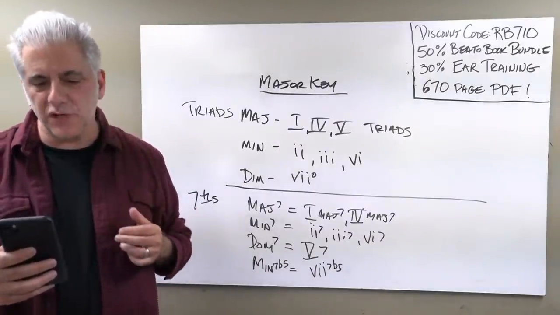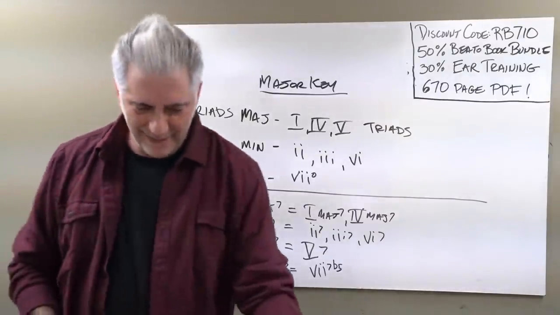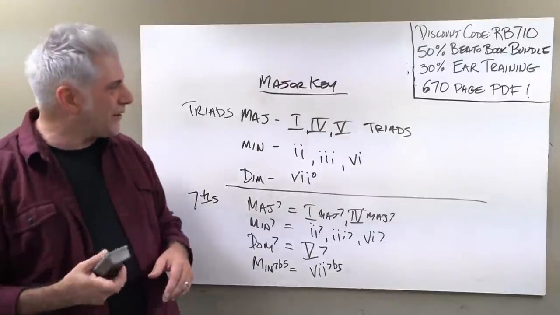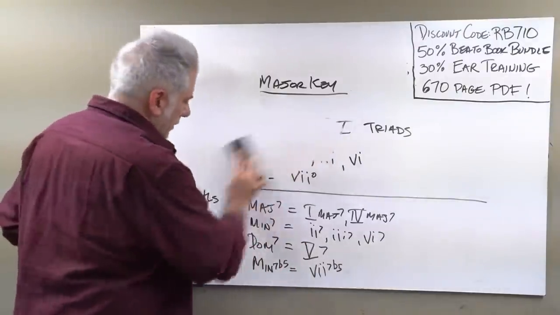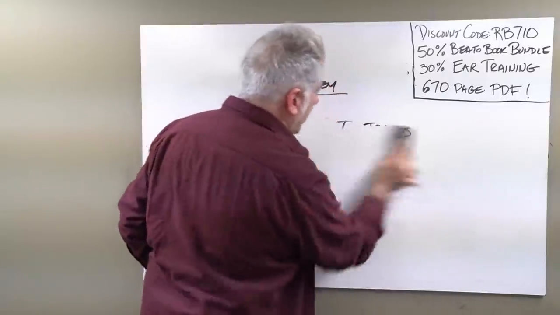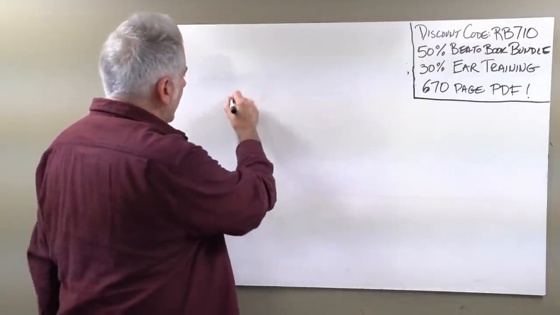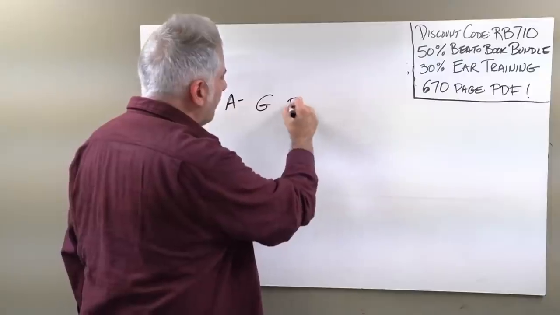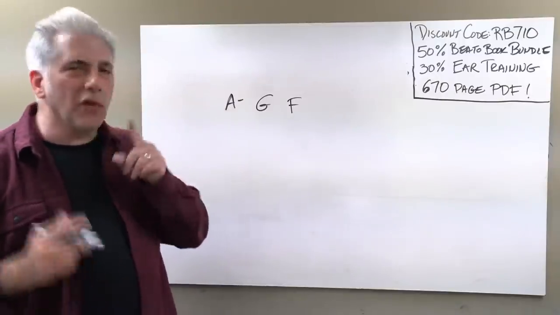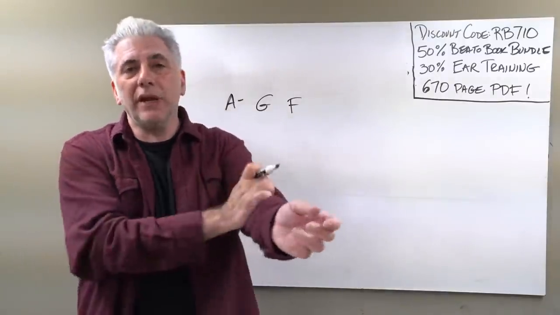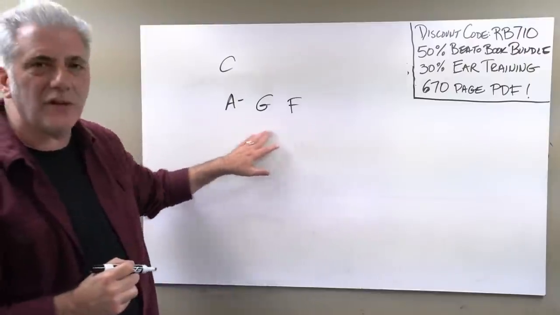Okay, so there's a question here. Can you be in a major key and relative minor key at the same time? That's a good question. Somebody asked that. Well, there are certain kinds of chord progressions that are ambiguous, for example. If I have the chords A minor, G, F, if I see those 3 chords, there's really only one key that those 3 chords can come from. C major is the only key that has these 3 chords.